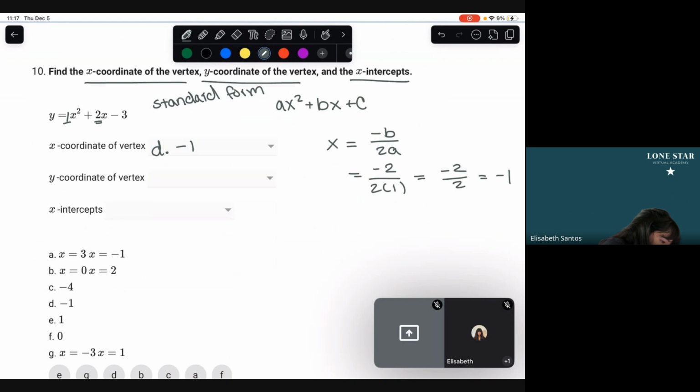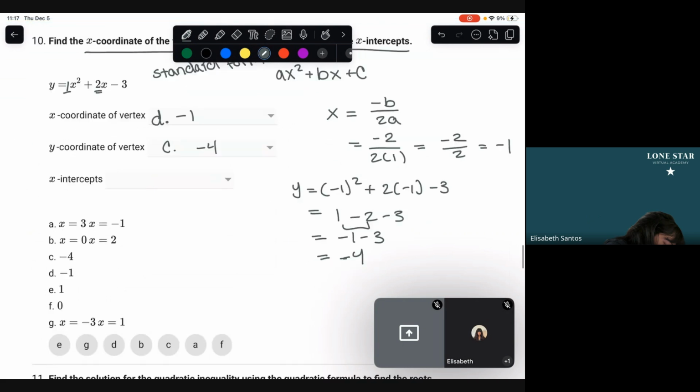Okay, and how do we find the y-coordinate? Well, all you have to do is plug in. Because we know what x is, y equals negative 1 squared plus 2 times negative 1 minus 3. That's 1 minus 2 minus 3, which is negative 1 minus 3. I'm going to combine those, and that's negative 4. So that is the y value, which is C, negative 4.